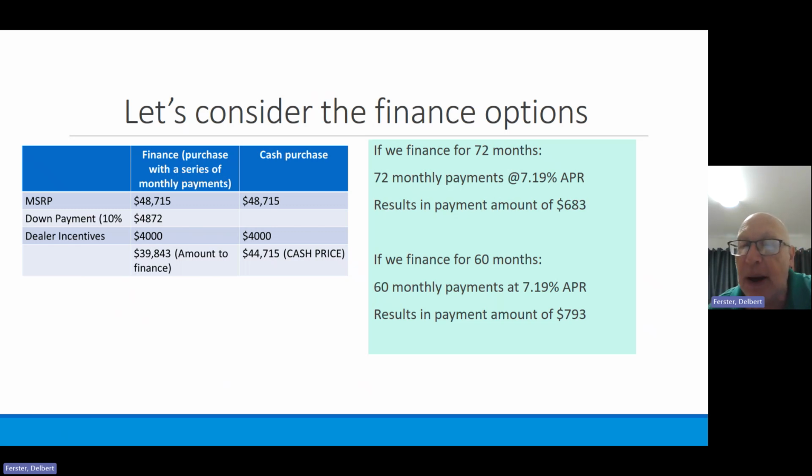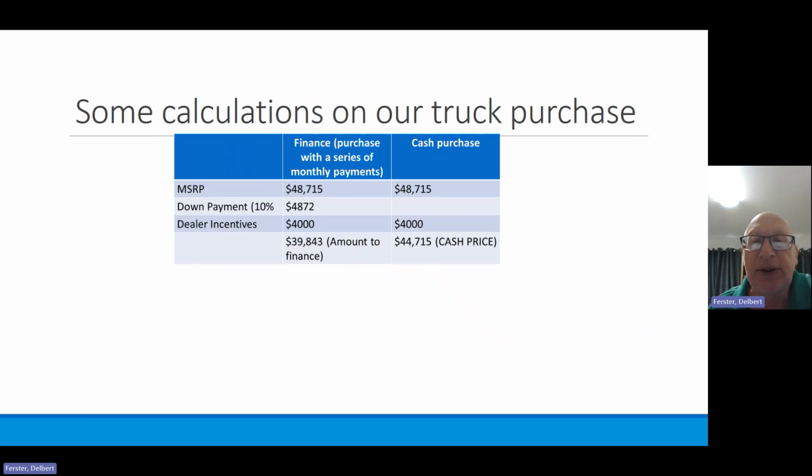the advertised monthly payment at a rate of 7.19% is $683. If we take it for only a 60-month period, same interest rate, 7.19 APR, and the resulting payment is $793. And you're thinking, well, why wouldn't I take the lower payment? Well, it might be better for you on a month by month basis to be able to afford 683 versus 793. But over that extra 12 months, you're going to wind up paying a decent amount more in interest charge for the extra 12 months of financing. So let's go ahead and run some calculations here for our truck purchase.